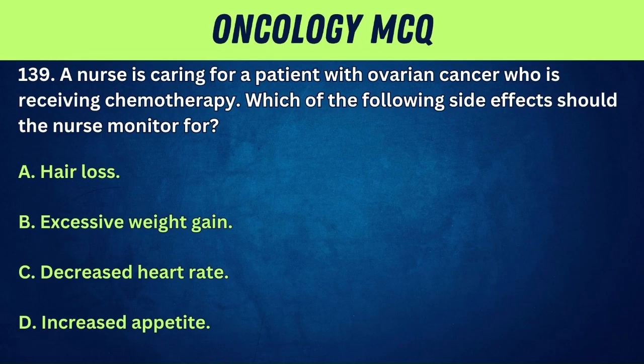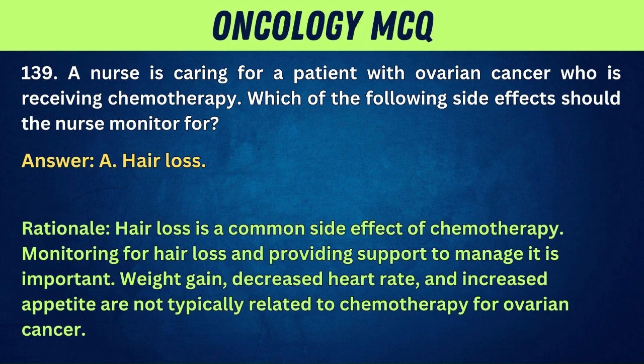139. A nurse is caring for a patient with ovarian cancer who is receiving chemotherapy. Which of the following side effects should the nurse monitor for? A. Hair loss. B. Excessive weight gain. C. Decreased heart rate. D. Increased appetite. Answer: A. Hair loss.